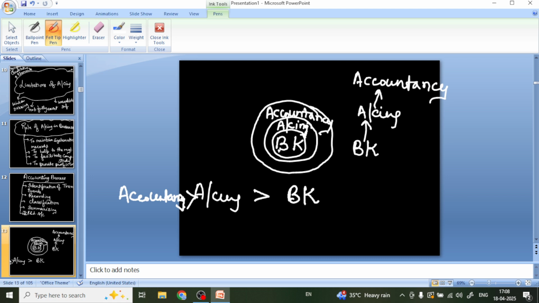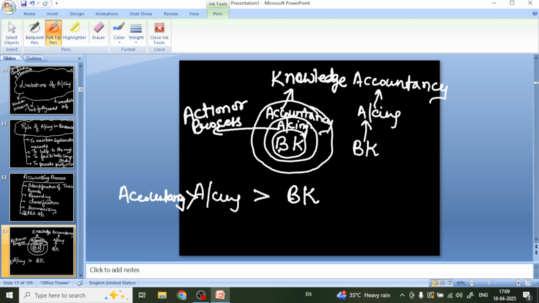Accounting and accountancy: what will be the difference? Accountancy is the knowledge, while accounting is the action or process. You can say accountancy is knowledge and accounting is an action or process. The accounting process is carried out on the basis of rules and principles. There are some golden rules which are followed by all accountants, framed by accountancy. It may be said that accountancy is the knowledge of accounting and accounting is the application of accountancy.